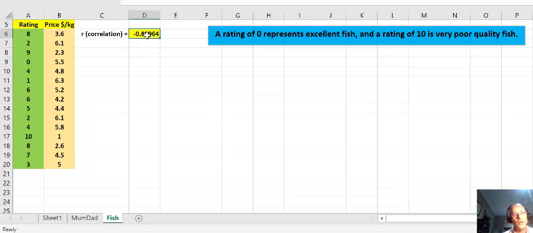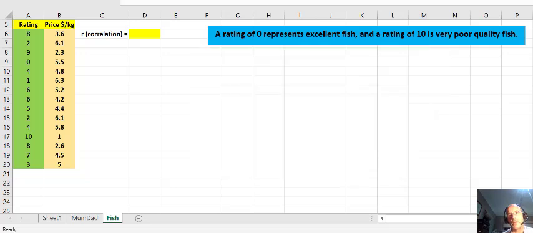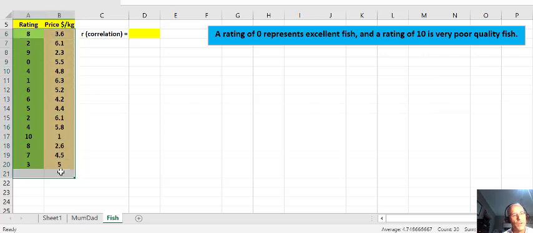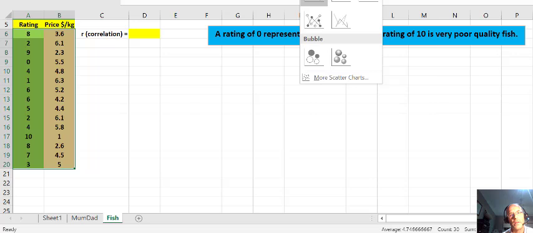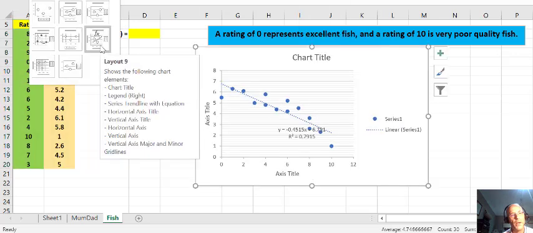Now I might delete that and pretend I haven't got that there, and basically we'll go through those steps again. We're going to insert a scatter plot, and actually we're going to highlight the data first, which is a better way to go. So we're going to highlight all the data we wish to use. Lovely, and there we go. Now I'm going to click insert, and I'm going to click scatter, and then I'm going to go to quick layout and choose number 9.